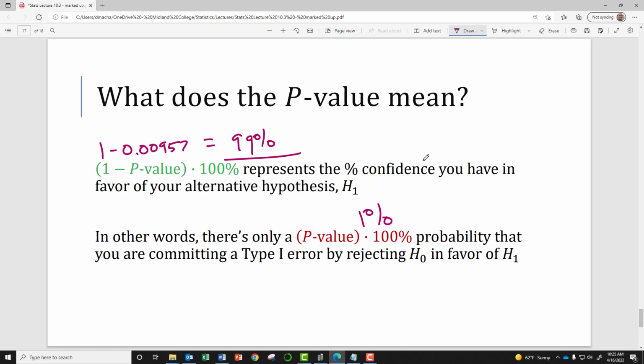And I said this before, I'll say it again. I just think it's so cool that there's math out there that allows us to assign an exact percentage to the level of confidence we have in a given claim. Right? So when I say I'm 99% confident, I'm not just telling you about the way that I feel, but I'm actually telling you about a probability that I'm wrong. When I say 99% confidence, I'm saying there's a 1% chance that I'm wrong about my alternative hypothesis.